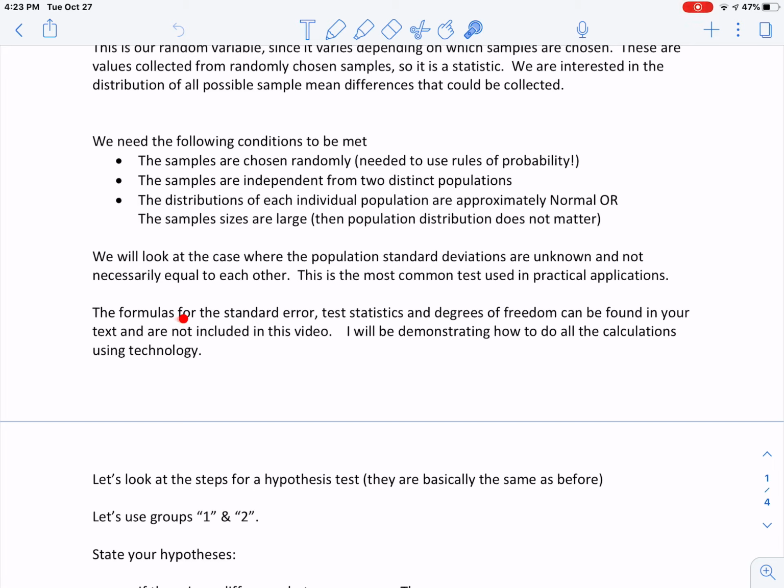Now the formulas for the standard error, the test statistic, and the degrees of freedom can be found in your text and aren't included in this video. I encourage you to go look them up. I'm going to be demonstrating how to do all of these calculations using technology. So you should go back to the text and refer to the actual formulas used for these, but I'm going to be showing you how to do everything with technology.